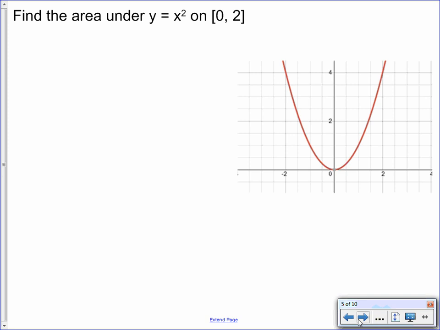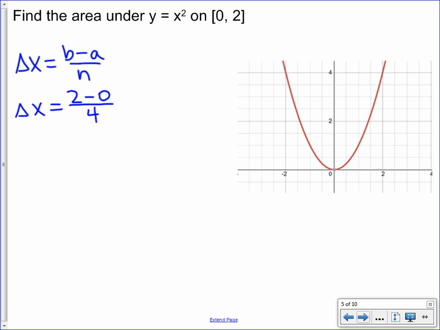Okay, so now I want you to go to your third flap, open it up, it's a right-hand sum. When we do a right-hand sum, we're going to use the right side of the interval to make the height of our rectangles, okay? So once again, we need to calculate delta x, b minus a over n, where n is the number of rectangles that we are using. So in this case, b minus a is 2 minus 0, and I want to use 4 rectangles.